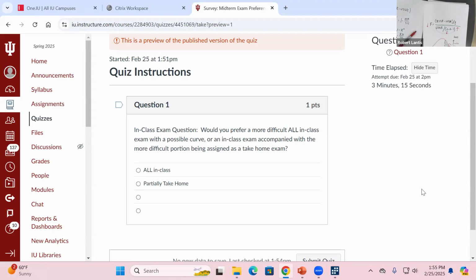Either way, the multiple choice questions will be in class. It's just the 5 short answer questions. About half of the short answer would be take home, half would be in class. Does that make sense?